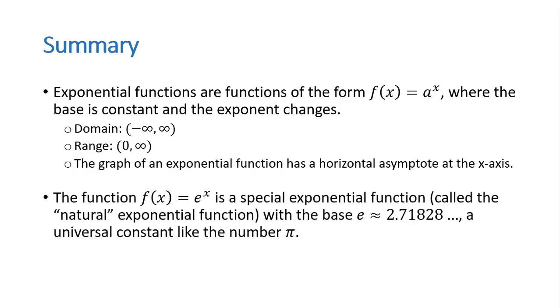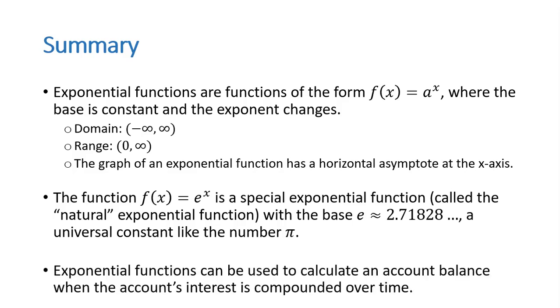We had a special exponential function, f of x is equal to e to the x. We call this the natural exponential function, and it has the base e, which is a universal constant, approximately equal to 2.72. So this is a special number that we see pop up occasionally in mathematical and scientific contexts. We know we have a button on the calculator for it, so anytime we see something with e, we use that button on the calculator. And we know now that exponential functions can be used to calculate an account balance in a financial situation when the account's interest is compounded over time.